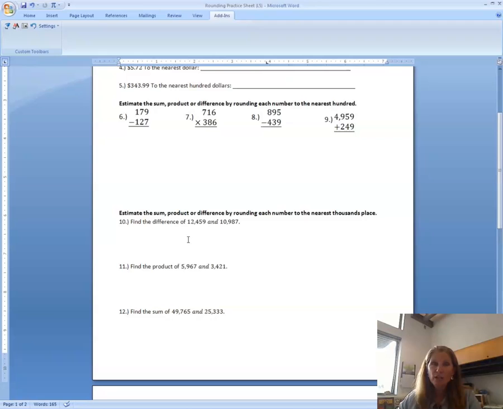Hopefully you said subtraction. A difference is subtraction, so this one we're going to subtract. What about number 11, product? Addition, subtraction, or multiplication? A product is multiplication, so you'd be multiplying those two numbers. And the sum, the one we haven't used yet, is addition. We're adding whenever we say the sum. So I'm looking for you to be able to round these things, but I also want you to know the vocabulary of what you're rounding to.